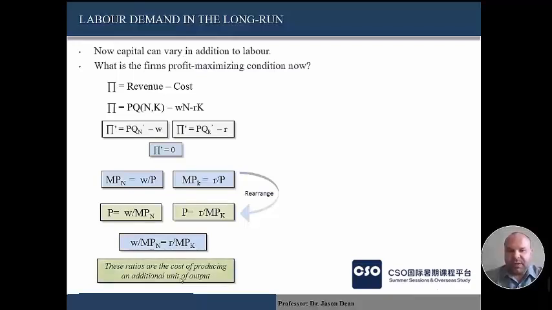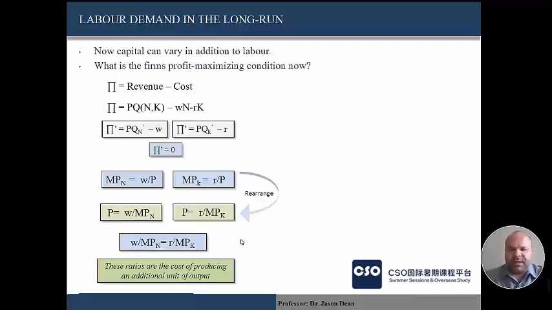Each of these ratios is just the cost of producing an additional unit of output. Here we have the wage divided by the marginal product of labor, and that's the cost of producing an additional unit of output. And this is the cost of producing an additional unit of output in terms of capital. So this is for labor, this is for capital.